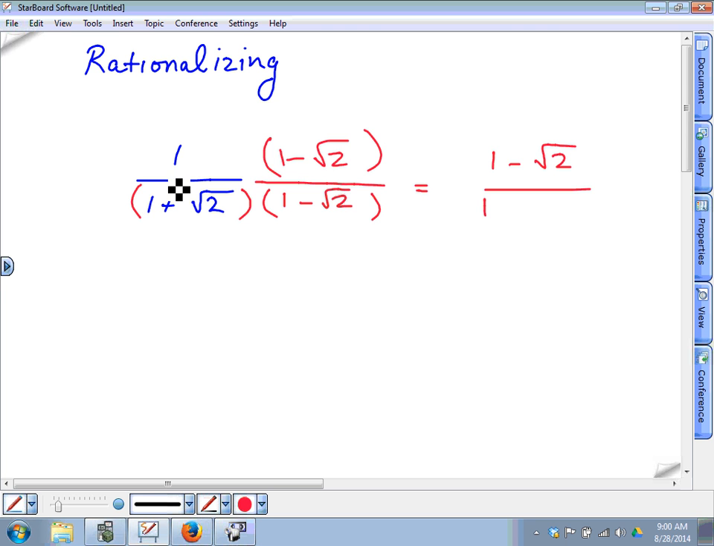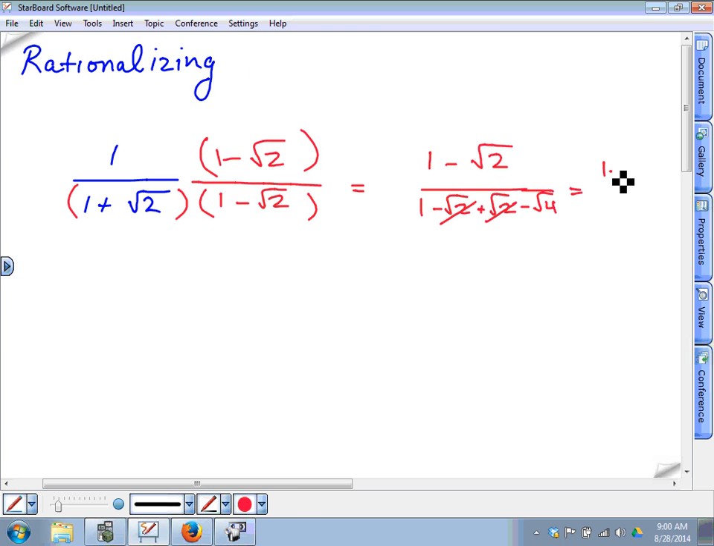1 times 1 is 1. 1 times negative root 2 is minus root 2. 1 times root 2 is plus root 2. And then we have minus the square root of 4. That was the FOIL method, yeah. Wait, where did that square root of 4 come from? Square root of 2 times square root of 2 is the square root of 4. Okay? Now the minus root 2 and the plus root 2, those cancel out. And the square root of 4 is just 2. So we end up with 1 minus the square root of 2 over negative 1.